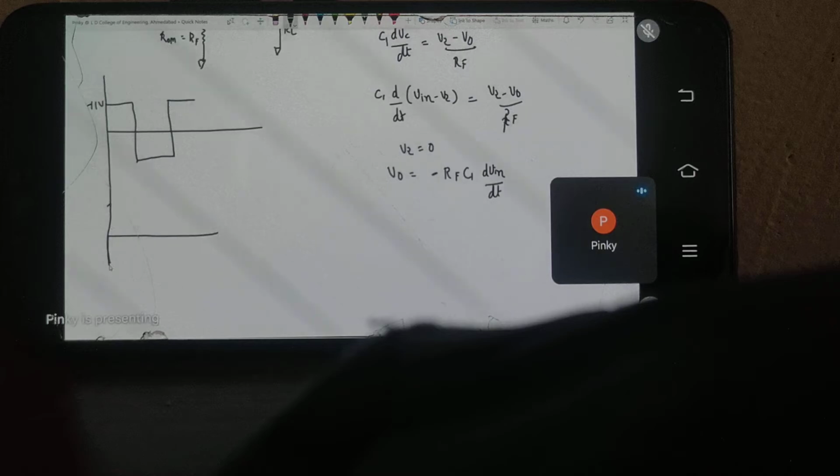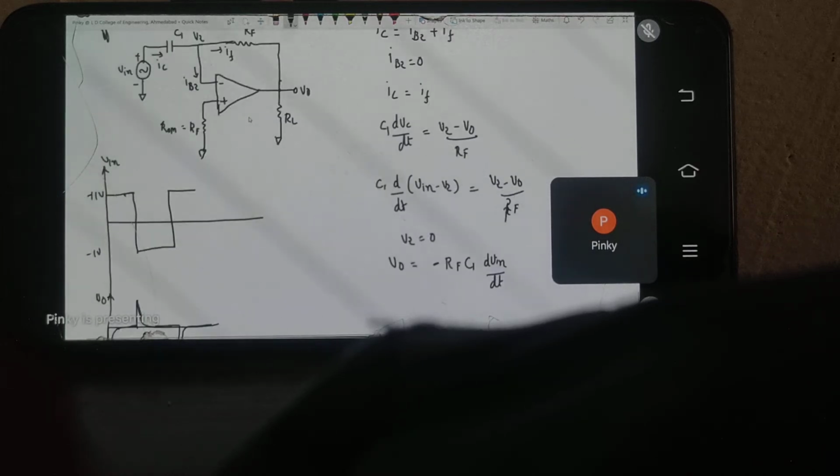Then here negative 5 or minus 4. Then again this reading is constant, but when your input goes from plus 1 volt to minus 1 volt, you have a spike here, such a spike. Okay, so this is the output voltage. Now, what are the limitations of this circuit?